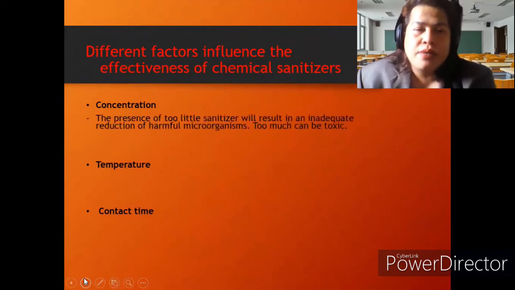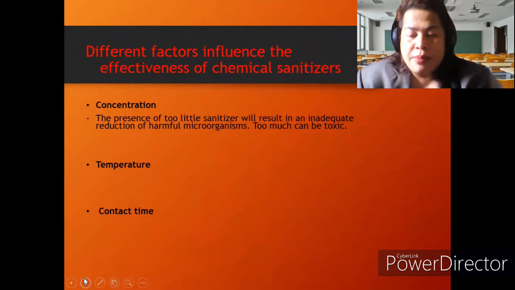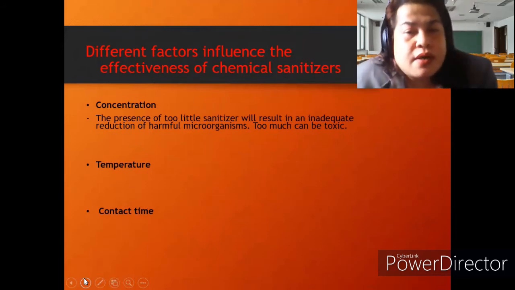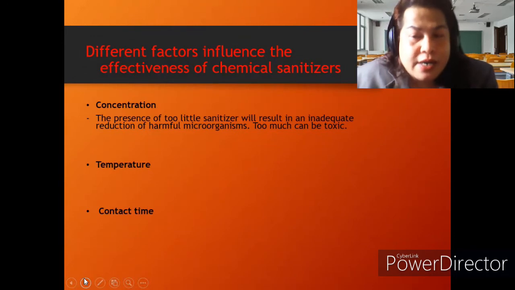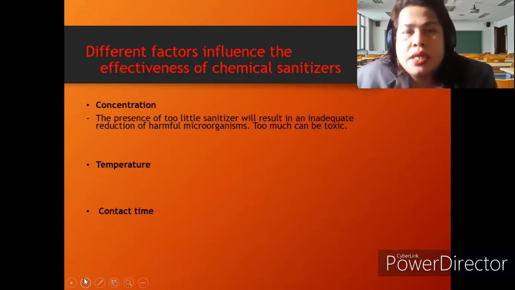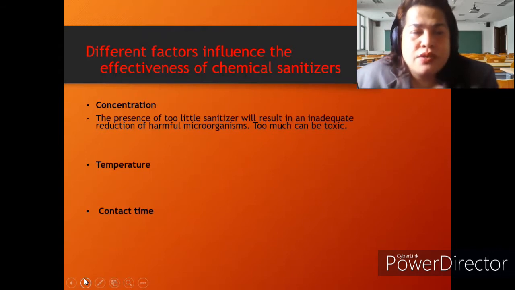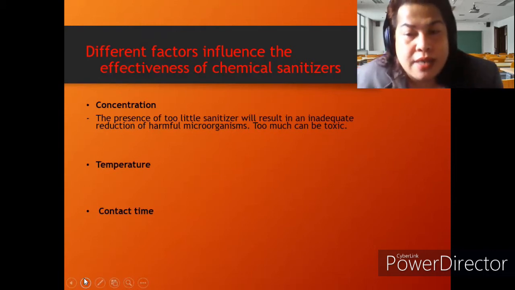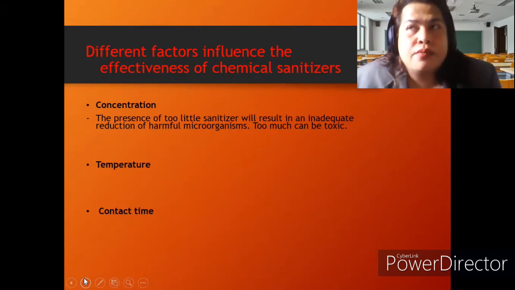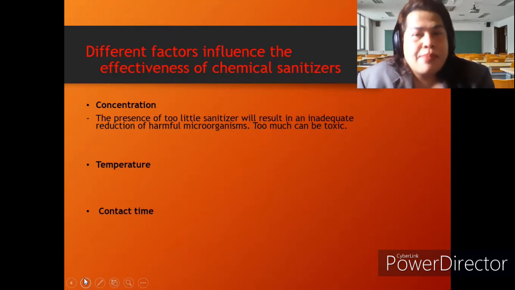Okay? So in terms of concentration, sabi dyan, the presence of too little sanitizer will result in inadequate reductions of harmful microorganisms. Pag too much daw, can be toxic. Pag sinabi natin concentration, it is the amount of concentrated sanitizer. Hindi pwede kasi natin gamitin na puro ang sanitizer sa pagsasanitize ng mga tools and equipment natin. Dapat dinidilute din natin ito, or partly nung mismong sanitizing solution ay meron ding konting tubig. So dapat alam natin yon.